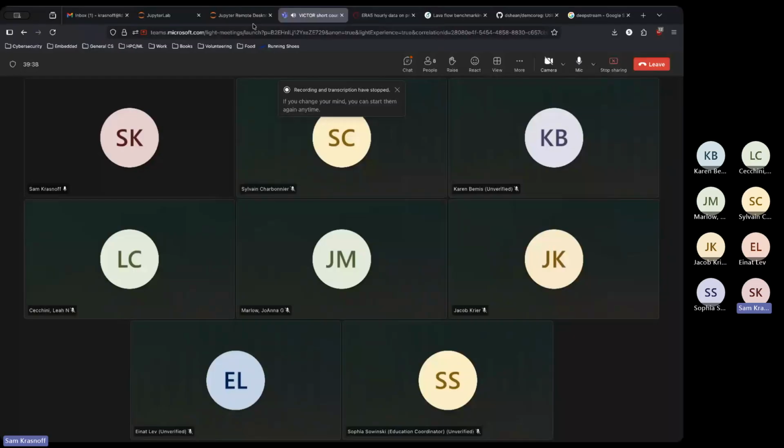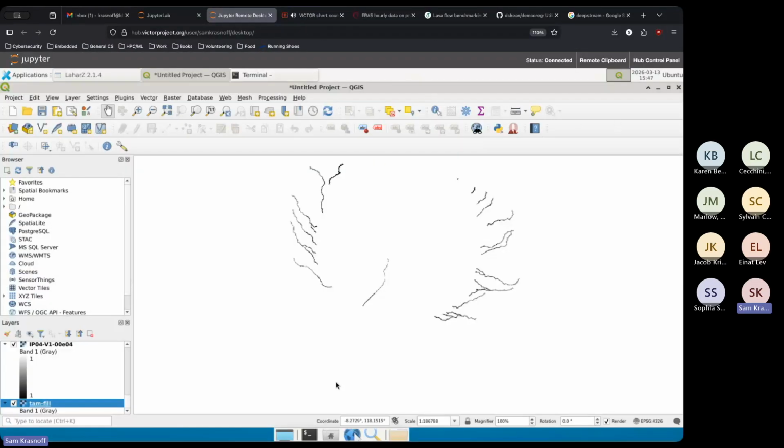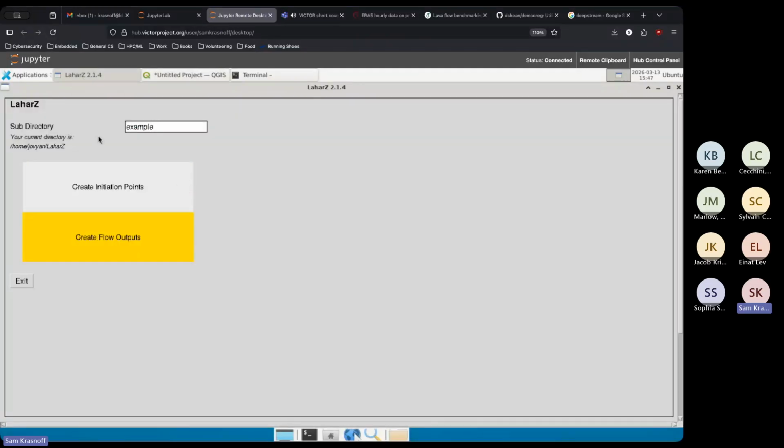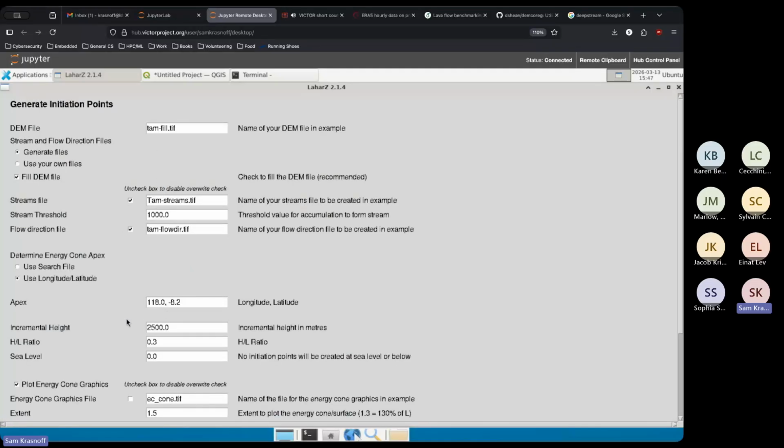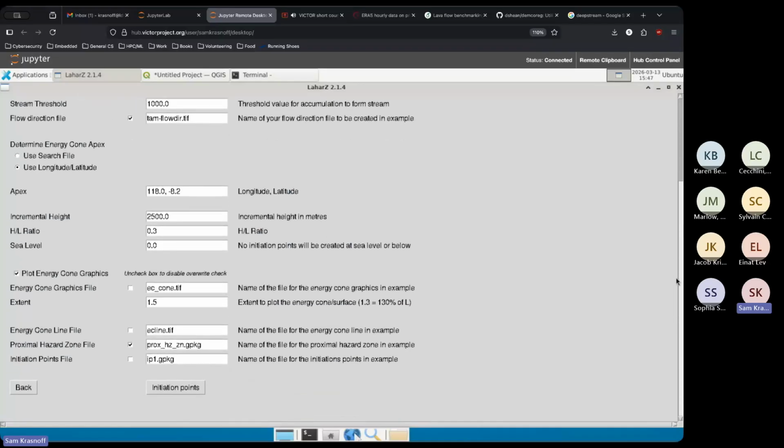And then also what the... let me find, yeah, so this is Lahars. Everything should be in the example folder, or you can start in the example folder for now. That's probably the best place to put your files. And it's basically just these couple of buttons and fields that you need to fill out.